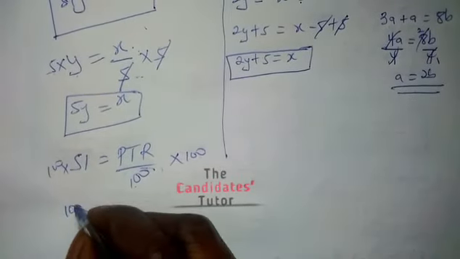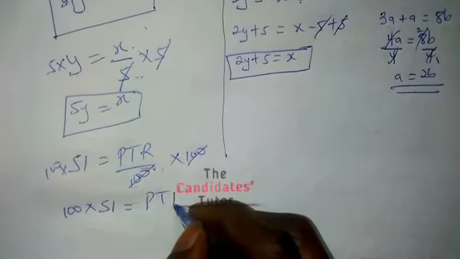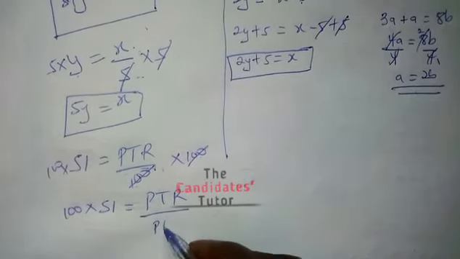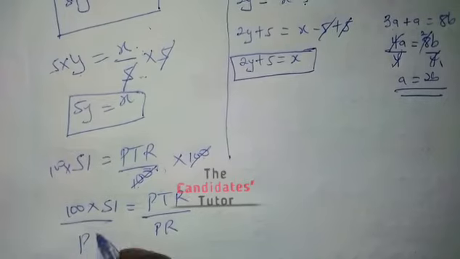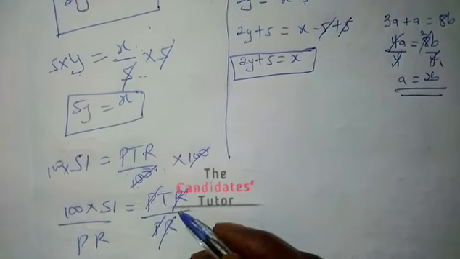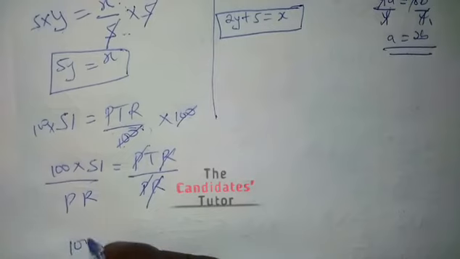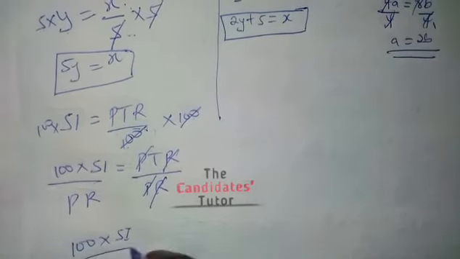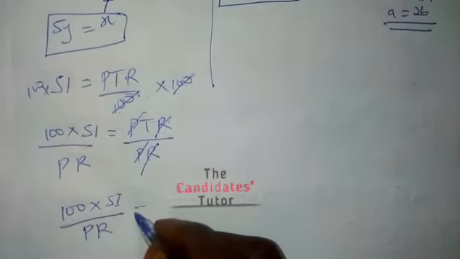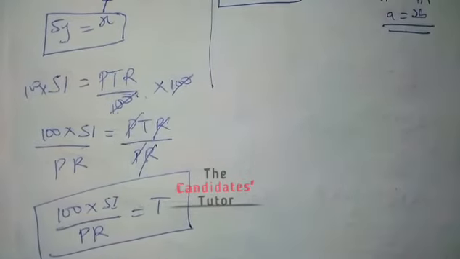So we have 100 times simple interest will be equal to, this will take care of this. Let's go to P, T, and R. We are making T the subject. So we divide by PR, so that this R will cancel this R. This P cancels this P. So that our T can stand alone here. Then we can have 100 times simple interest over principal times rate, and that becomes the formula for finding the time, with relation to simple interest.